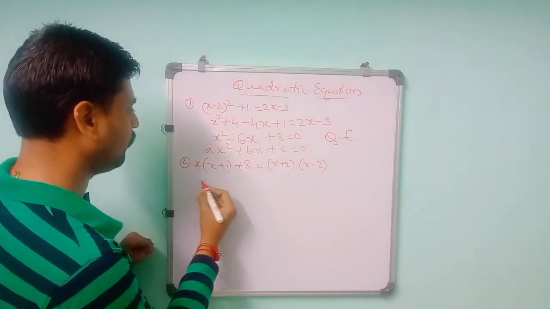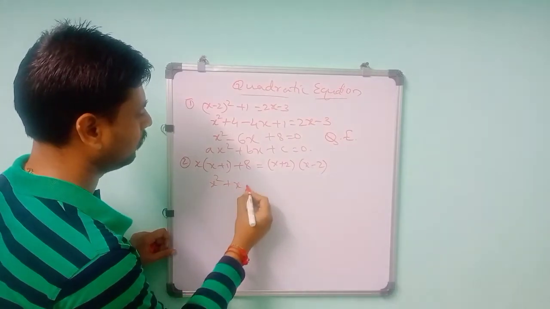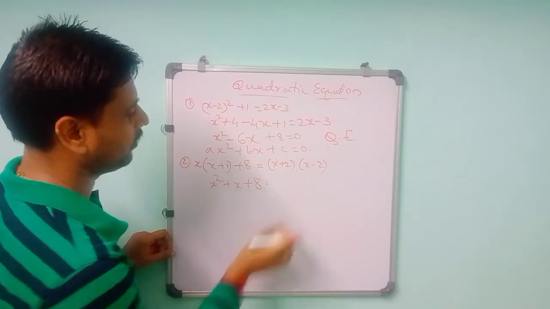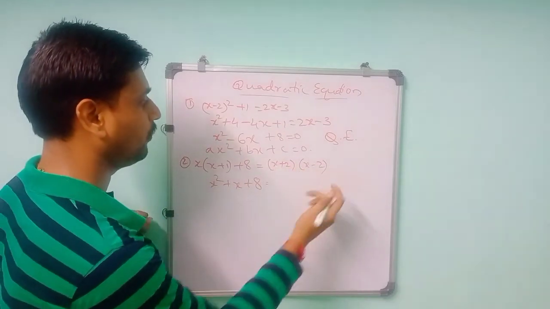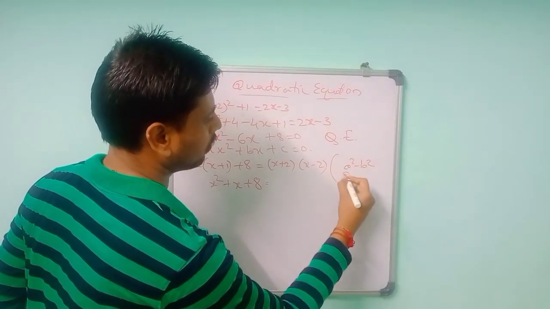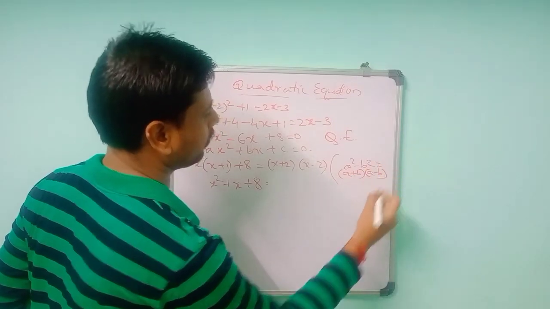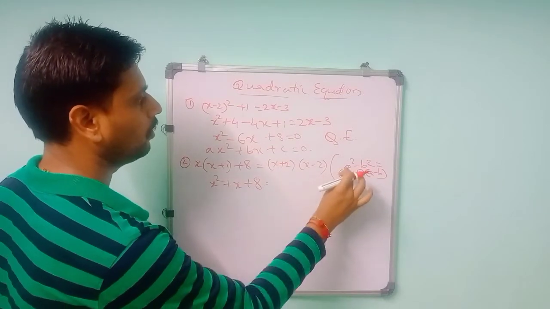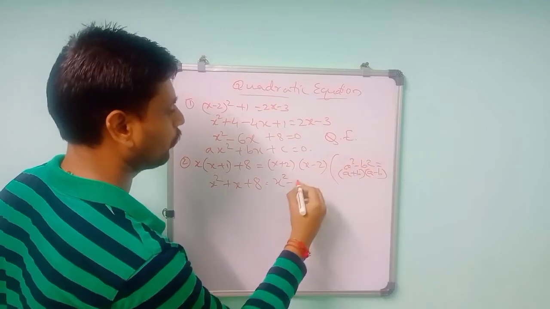So first you have to simplify. x into x is x square, then x into 1 is plus x, plus 8. This one is a plus b, a minus b, the same terms. a is x and b is 2. So the a plus b, a minus b formula is a square minus b square, equal to a plus b into a minus b. So x plus 2 into x minus 2 is x square minus 2 square, which is x square minus 4.